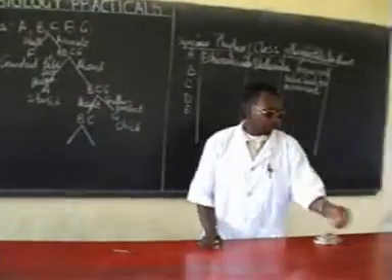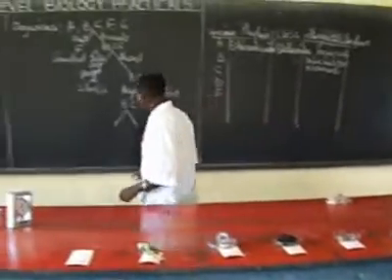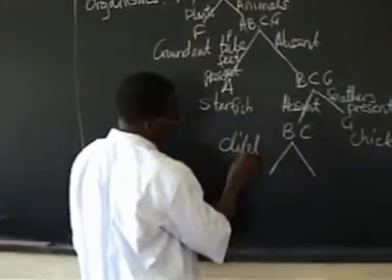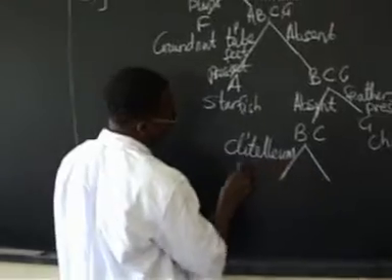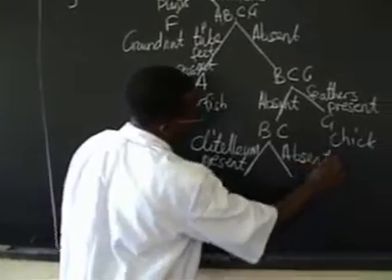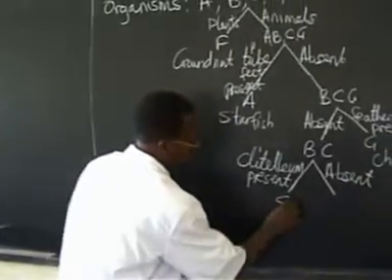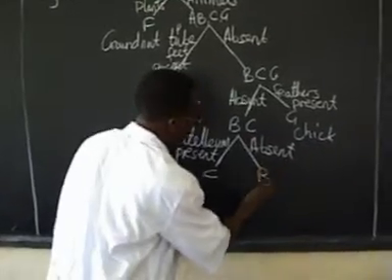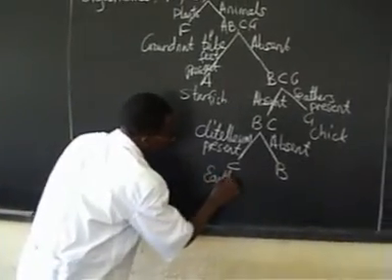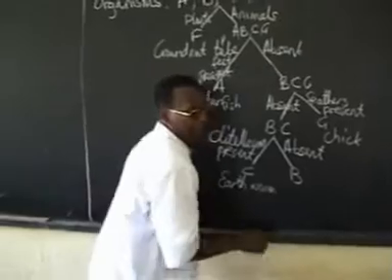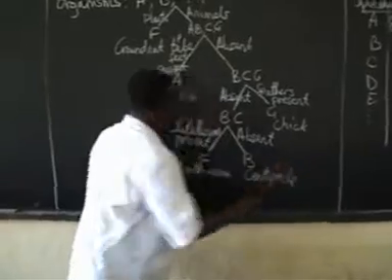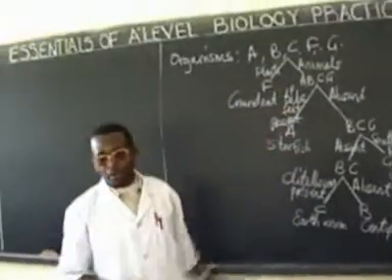So B and C, we have the centipede and we have the earthworm. So we can come here, we can say clitellum, present, and then absent. Where it is present is C, and it is absent in B. So since it is the end, we'll now write the name. C, where it is present is earthworm, and then where it is absent is centipede. So we realize that we would have drawn a dichotomous key.